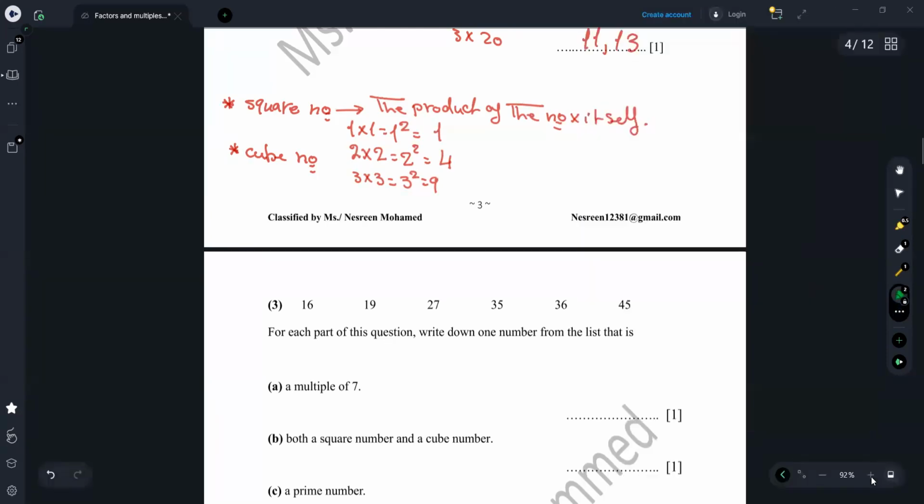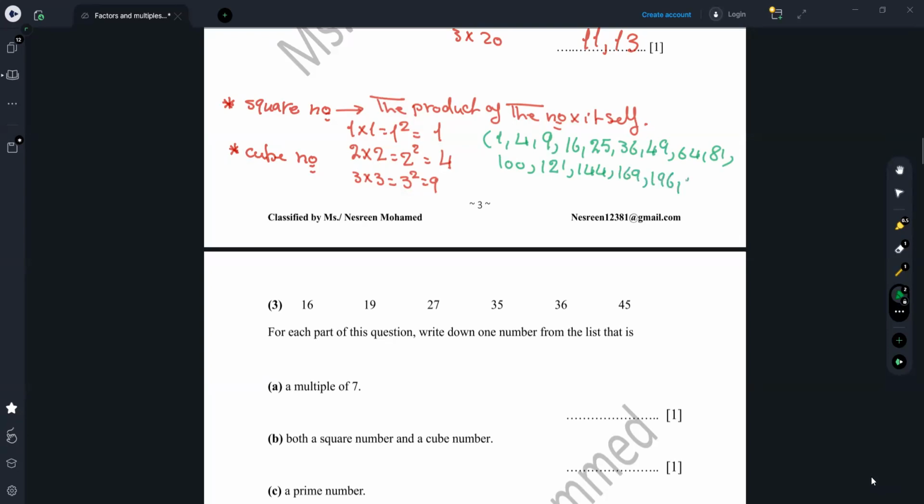The first 15 square numbers: 1, then 4, then 9, then 16, then 25, then 36, then 49, then 64, then 81, then 100, 121, 144, 169, 196, 225. These are the square numbers.